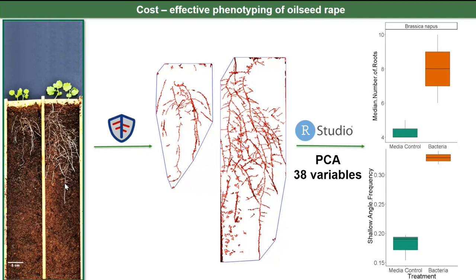When skeletonizing this picture using the RhizoVision software, we were able to identify data for 38 variables. This is a huge amount of data, and I wasn't sure how to use it. But using a simple principal component analysis test in RStudio, I was able to identify two that are more important in differentiating the two treatments, the first being the median number of roots.